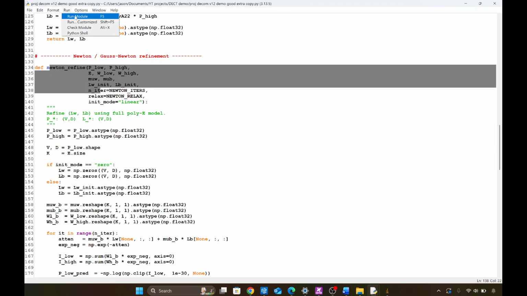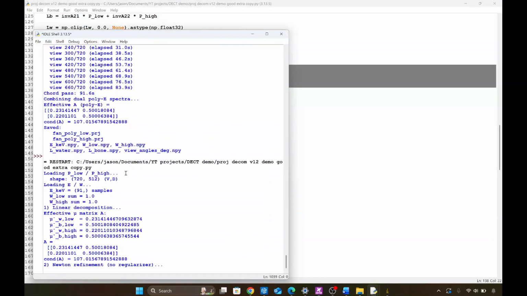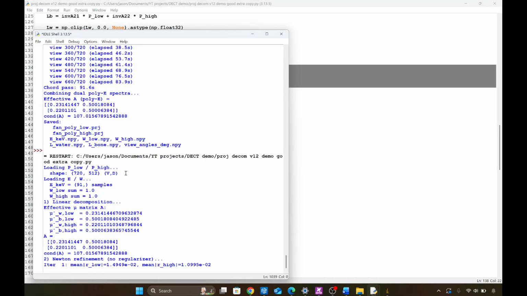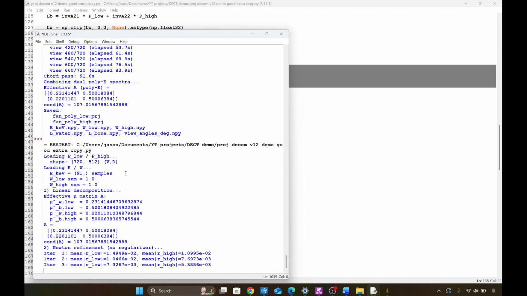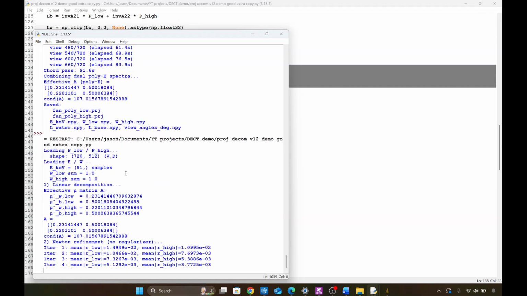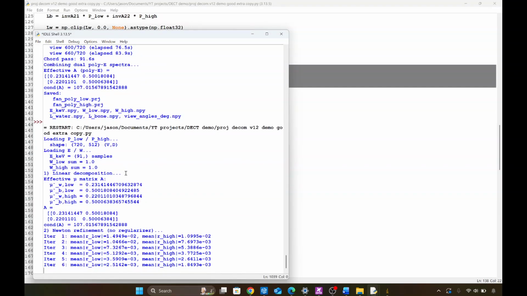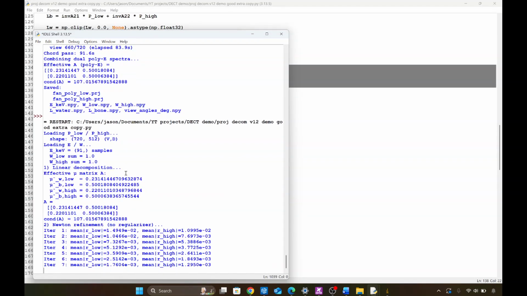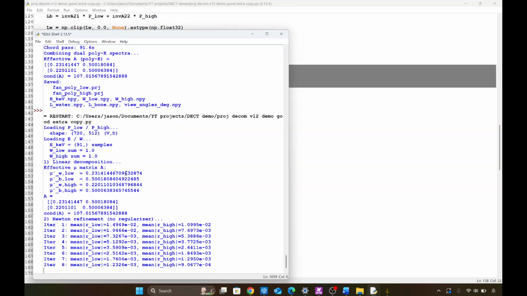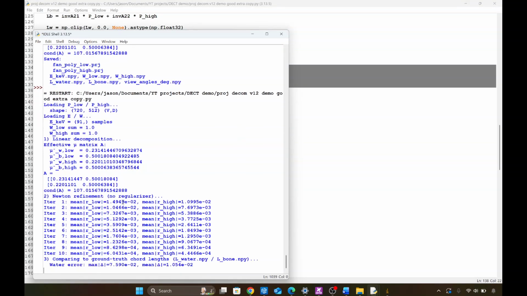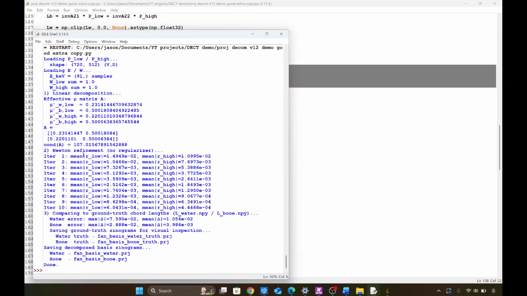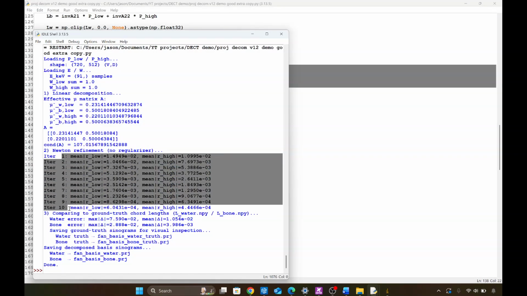Let's run it. This will produce accurate water and bone sinograms that match the underlying phantom path lengths. And this doesn't need to take a lot of iterations. We are only running 10 iterations and it converges very fast.